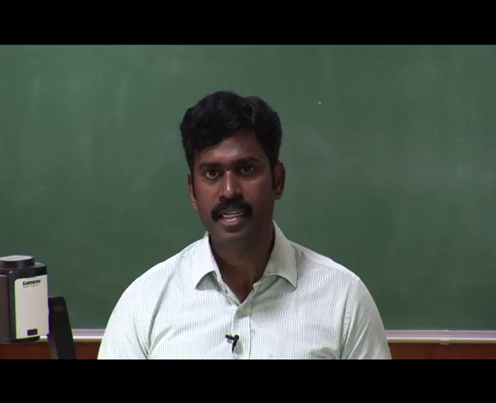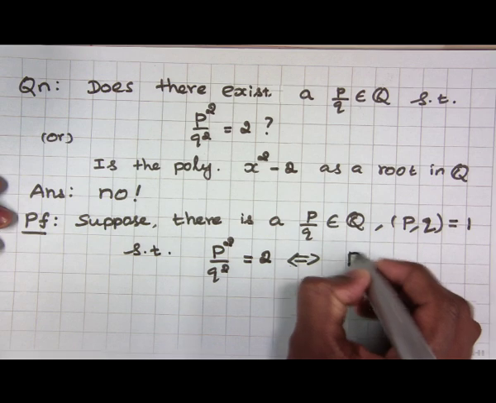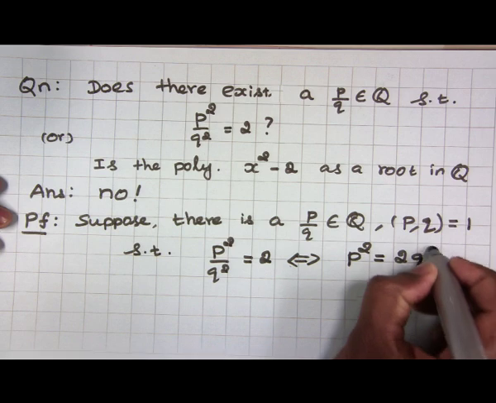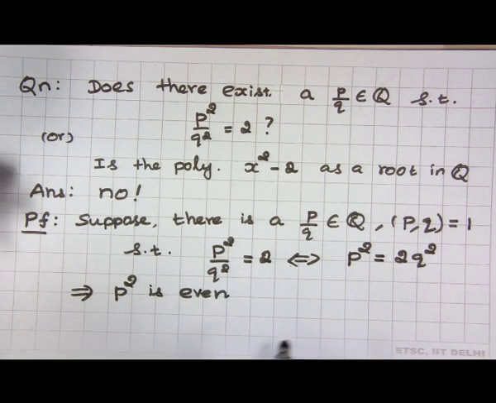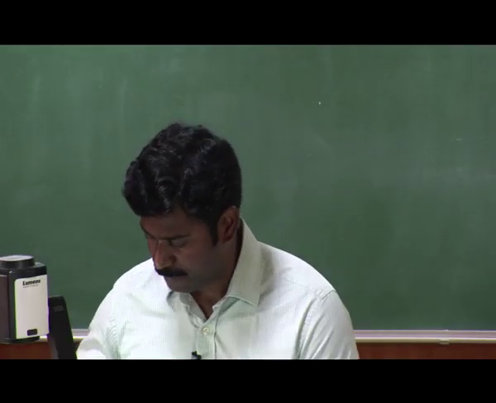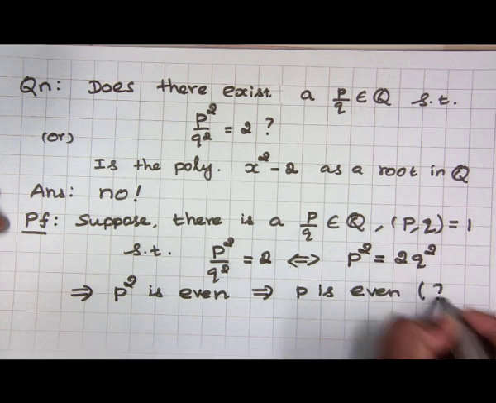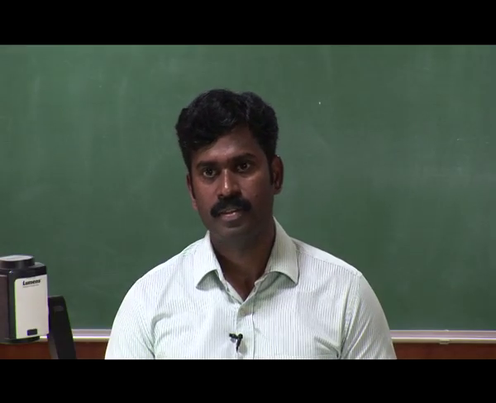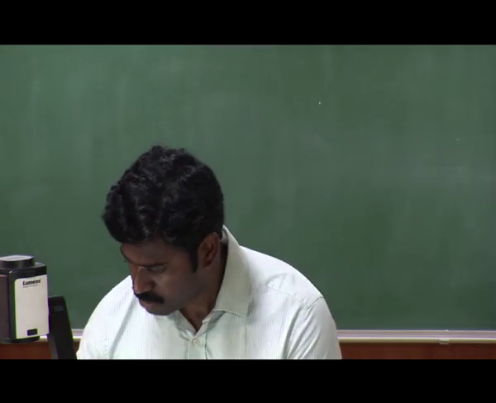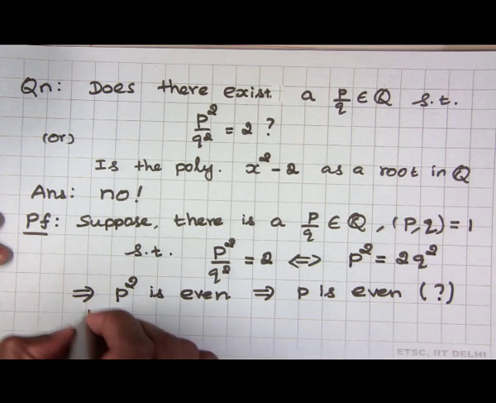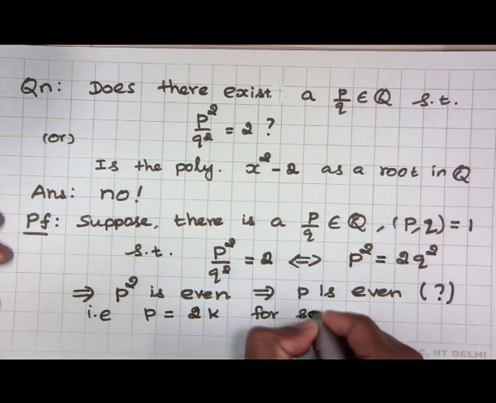Once we see this equation, immediately we see that p square must be even. The equation means p square equals 2 q square. This immediately implies that p square is an even number, and then we can conclude that p must be even. Why? Suppose it is odd, then p square must be odd, which immediately gives a contradiction. So, we get the result that p must be even. Once p is even, what does it mean? p can be written as 2 times k for some k in integers.